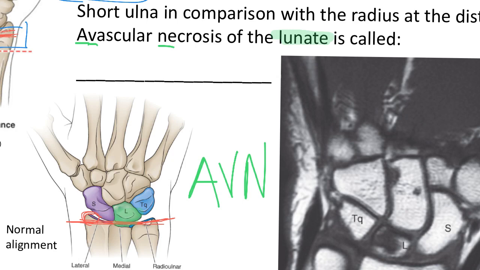And you can see here in the picture, this lunate right here is a lot darker in color. Well, now I colored it green, so it's not really darker, but it was black as opposed to white in these other bones right there, which is what you're missing. And whenever you have this avascular necrosis occur, we call that Kienbock's.